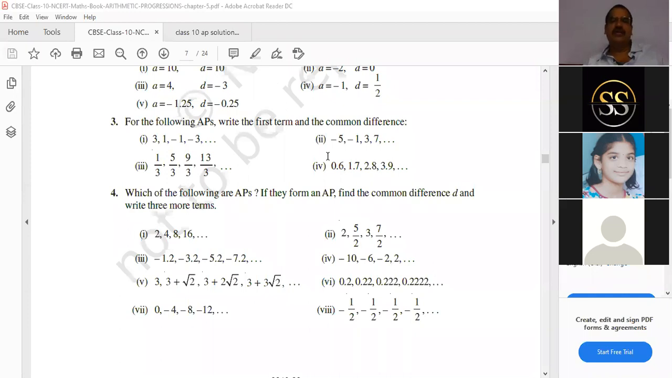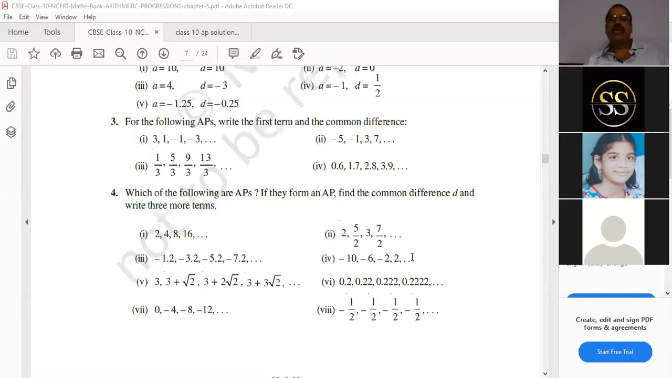Is it true or not? Anyone? Four, sir. The difference is plus 4. Minus 6 minus 10 means plus 4. Minus 6 plus 4 means minus 2. Minus 2 plus 4 means plus 2.